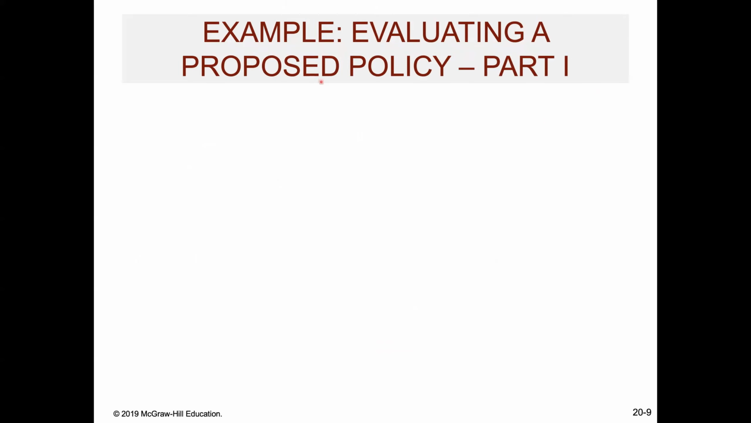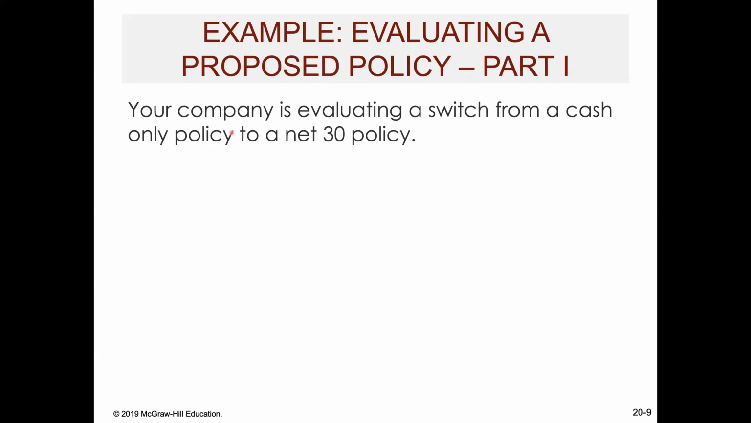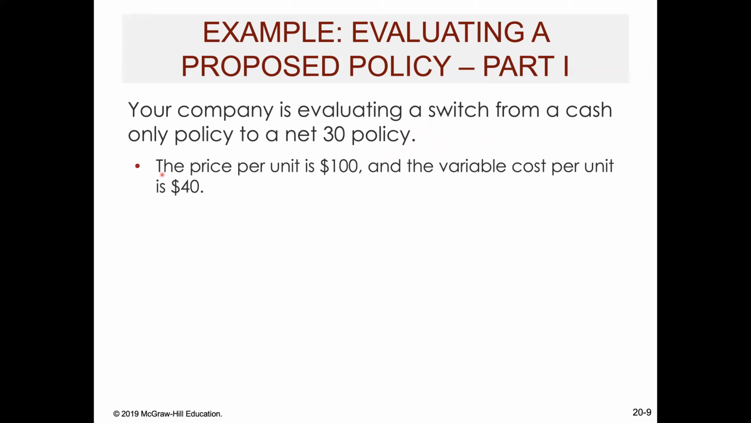Well, let's look at this example where we're going to evaluate a proposed policy. Our company is evaluating a switch from a cash-only policy to a net 30 policy. So up to this point, we've only accepted cash. And when we say cash, they have to give us the check that same day, they have to pay with a credit card that same day, or they have to actually give us physical cash for us to receive that. So in this example, the price per unit is $100 and the variable cost per unit is $40.